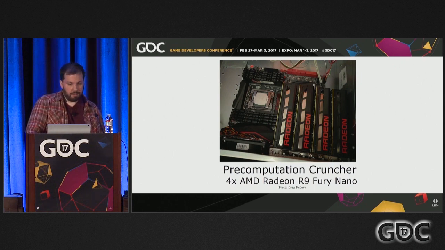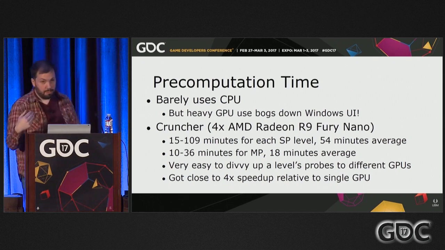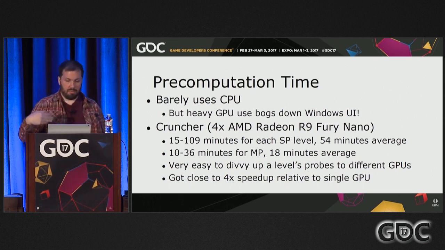This is our cruncher, 4 AMD Radeon R9 Fury Nanos, and then a CPU that really doesn't matter because this process barely uses the CPU. But lest you think you can run it on your workstation while you're trying to do something else, it bogs down the Windows UI because Windows uses the GPU for compositing, so it makes your computer unusable. So we have a cruncher, and that guy just pulls things from Perforce, uses Jenkins to render, Jenkins drives it, but it pulls things down from Perforce, runs our exe on it, and then commits the results.